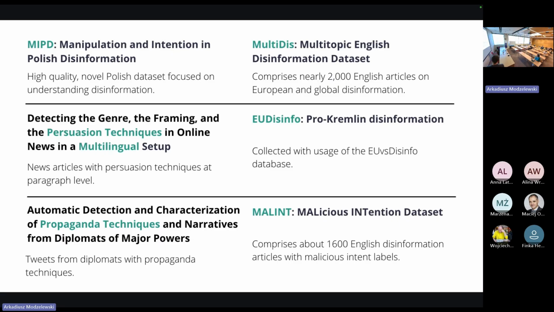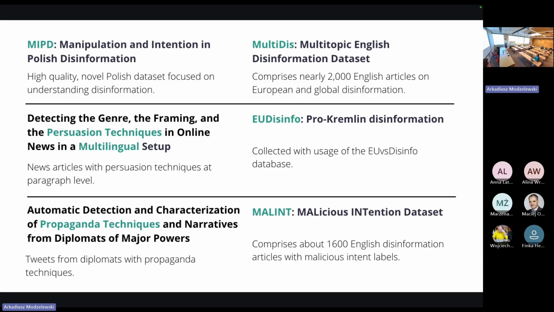MIPD is a high-quality novel Polish dataset, which focuses on understanding disinformation in terms of malicious intent and manipulation. Multi-Dis is a multi-topic English disinformation dataset. There we have only annotation with disinformation. EU-Disinfo is collected from the EUvsDisinfo database, which includes pro-Kremlin disinformation.